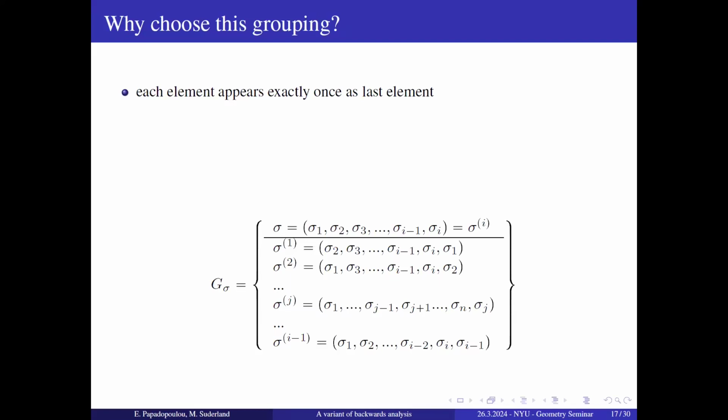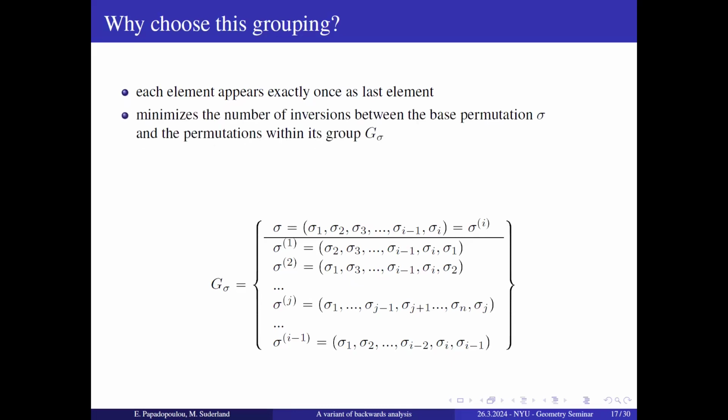Maybe one is asking why one would choose exactly that kind of group. There are two reasons for that. The first one is that we want each element of the permutation to appear exactly once as the last element, so that they have equal impact. And also we want to minimize the number of inversions between the base permutation and all the other permutations. That is useful in order to have a similarity between the output that we derive from permutation sigma and the output that we derive from any other shifted permutation.